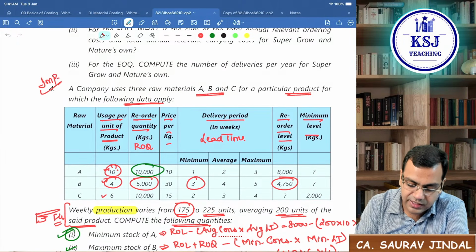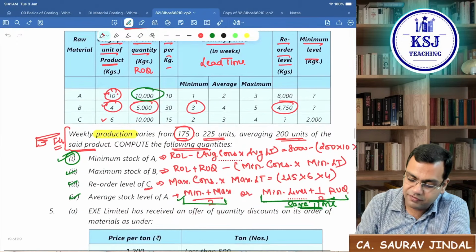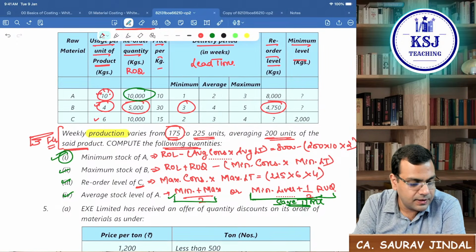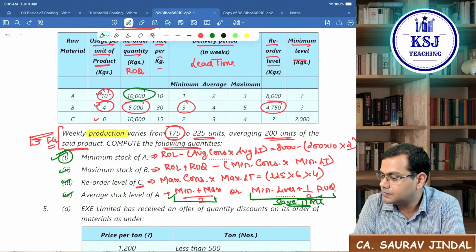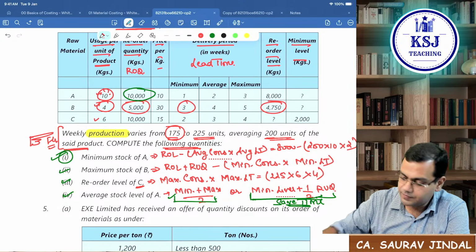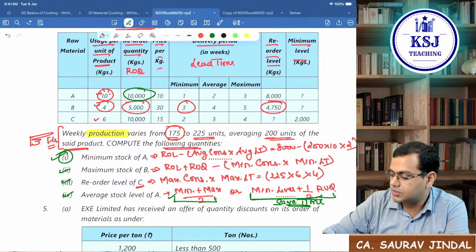Is this question clear, guys? Question number 4. Is it clear, everyone? Yes.